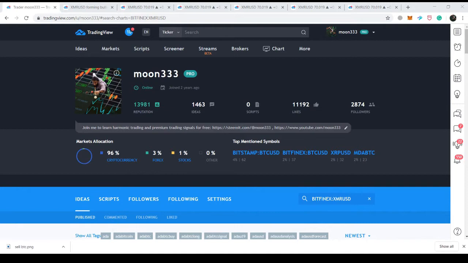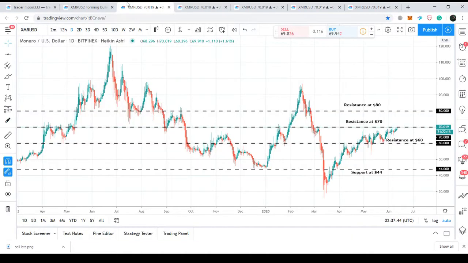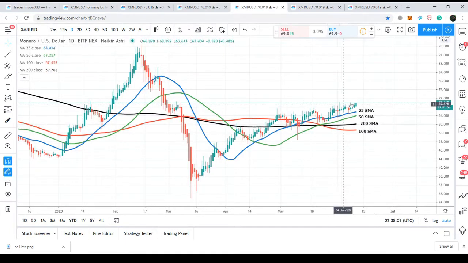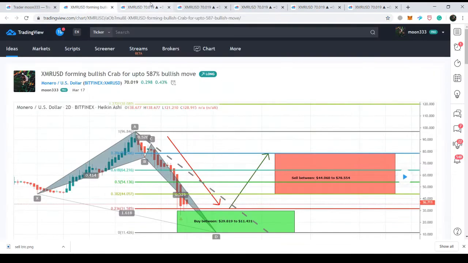Hope you're well and welcome to the new update on Monero. Today is a very important day for the XMR as it is trying to break out the very important resistance level of $70. So in today's video, we will watch this move of the Monero and we will also take a look at this pennant that is formed by the price action of Monero on the daily chart, and we will try to watch the position of the different simple moving averages with the exponential moving averages as well.